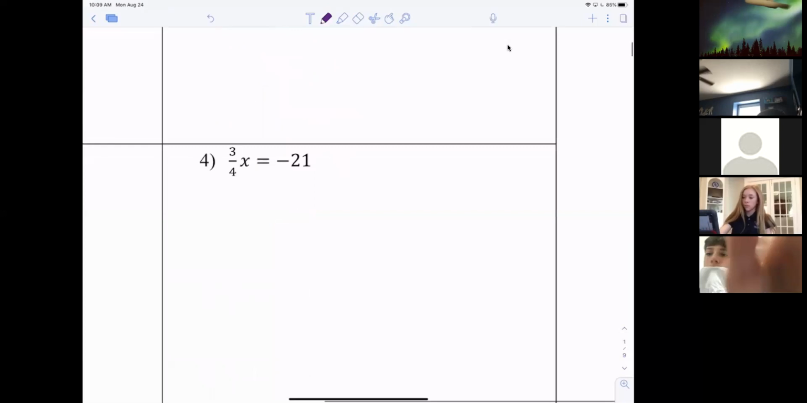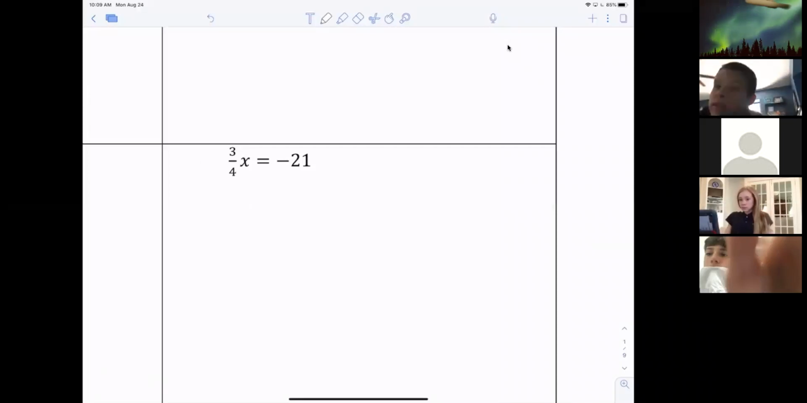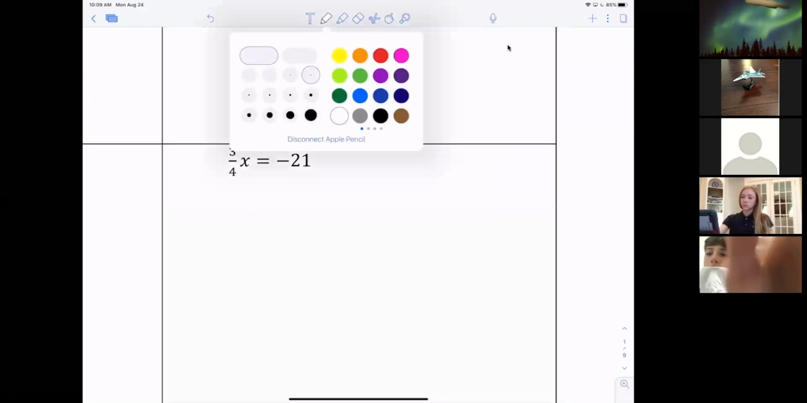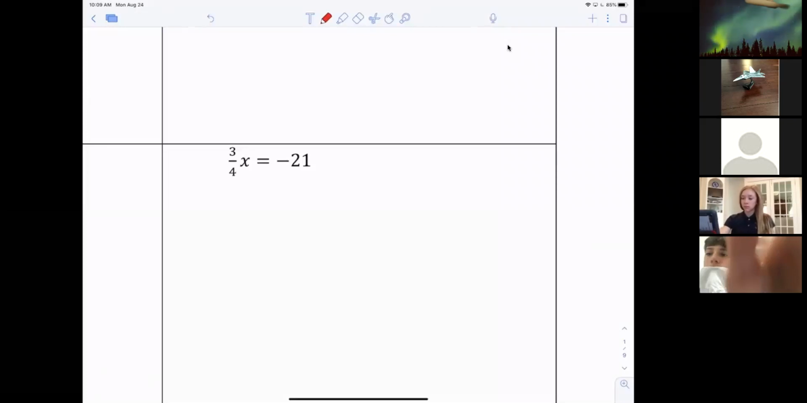Now, number 4, I just put up here because some people had trouble with this. Again, there is no addition or subtraction on this one. This is like what we did last week. So how do I get rid of a fraction again? We're just multiplying by the reciprocal. And what is the reciprocal? 4/3. Now again, you should cross these out. Now we just have x equals.